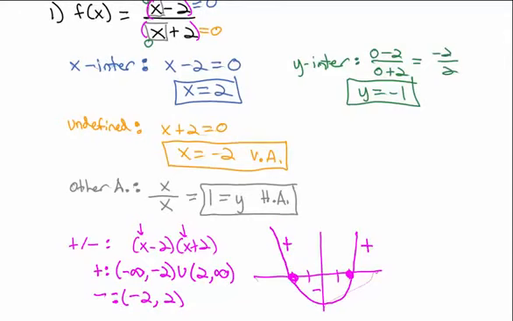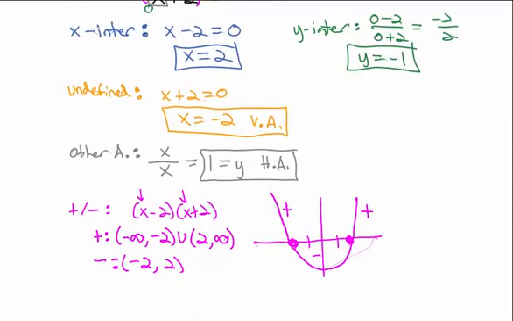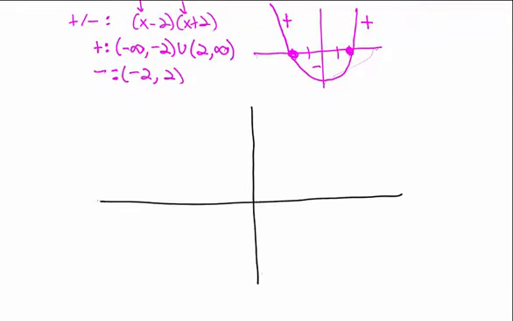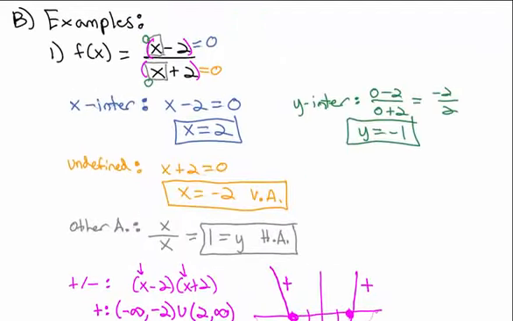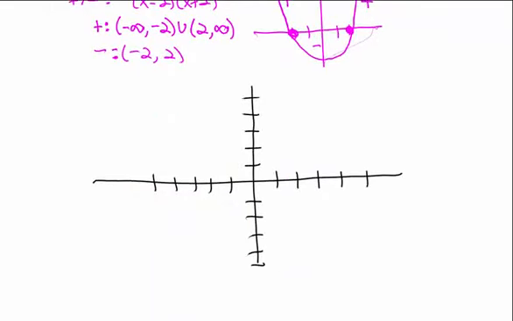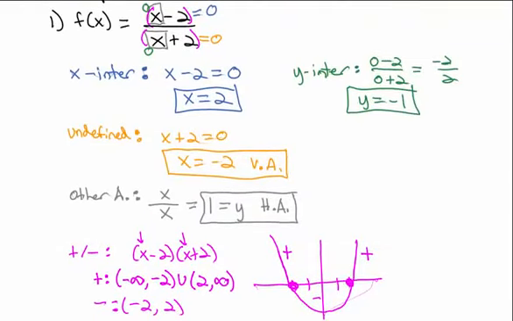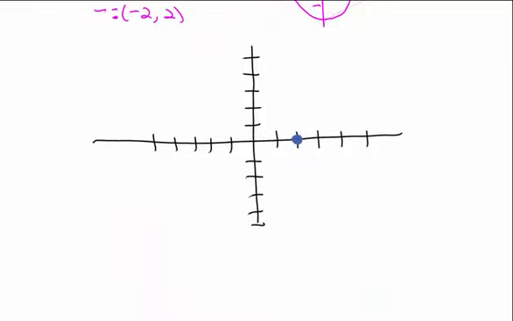So let's see if we can combine all this information together. I'm not going to be able to fit it on the same screen, so we're going to do a lot of scrolling. We're going to combine all this information together to make our graph. Okay. First, the x-intercept is at 2. So on the x-axis, we'll have a point at 2. The y-intercept is at negative 1. So on y, negative 1, we have an intercept.